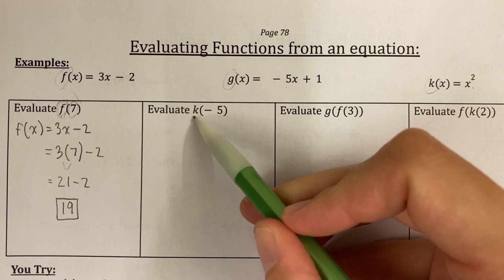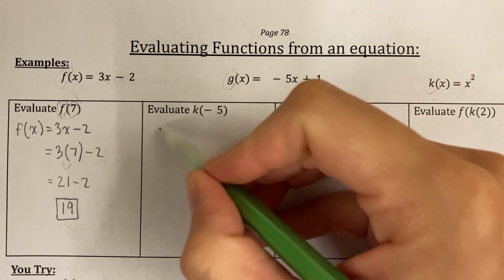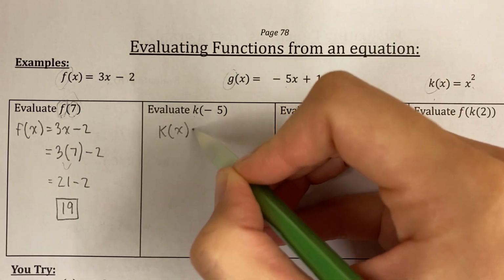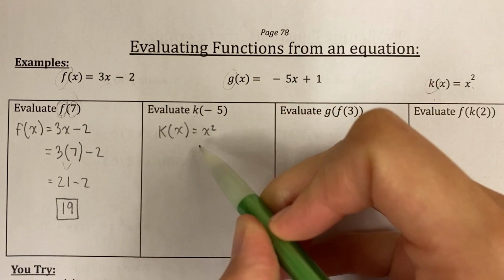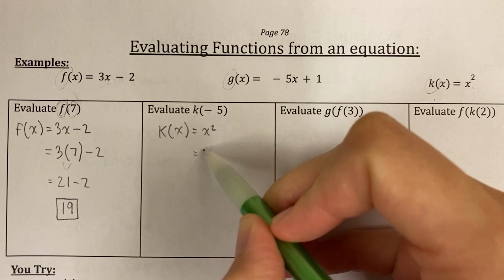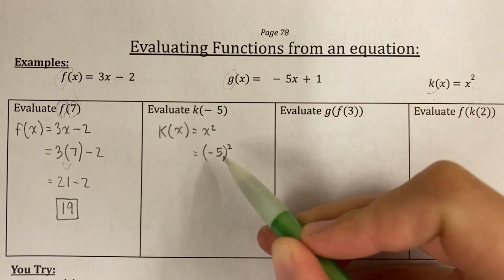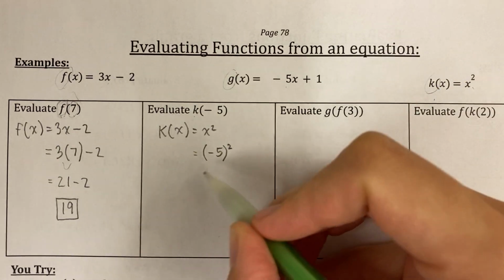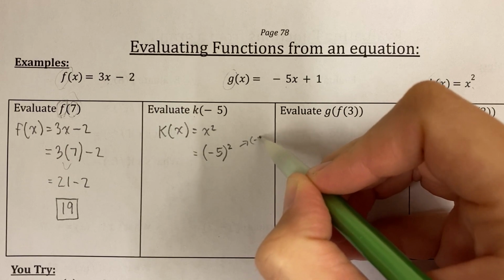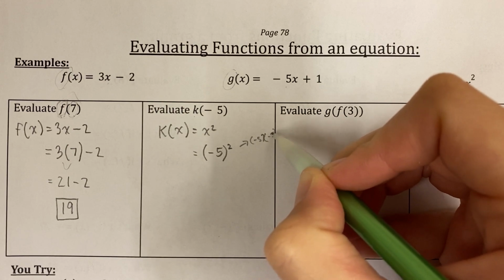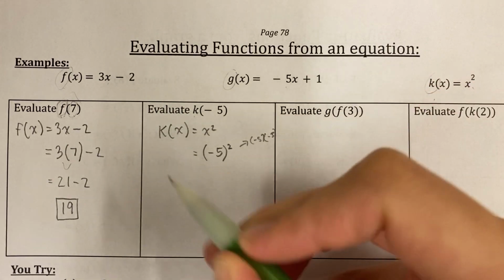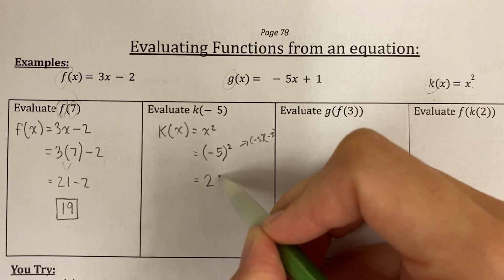Okay, right here, I'm going to go get the K machine off the shelf. So here's my K machine. And here I'm going to plug in -5 for X. So I'm going to do -5 squared. What does that mean? That means -5 times -5, right? Remember, this means -5 times -5. So a negative times a negative is a positive, and 5 times 5 is 25.